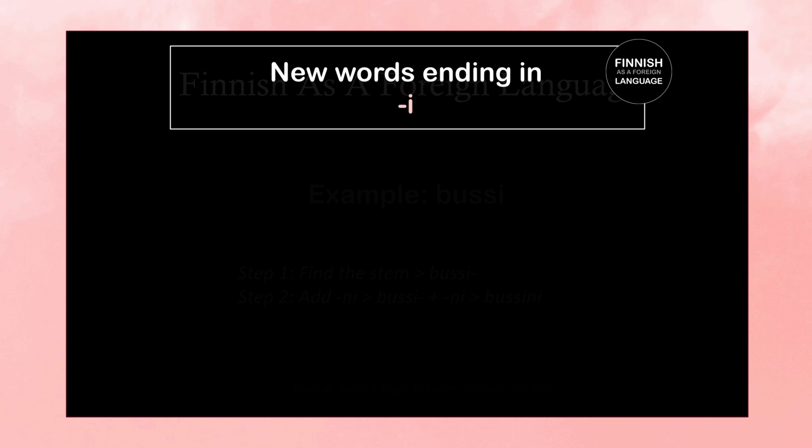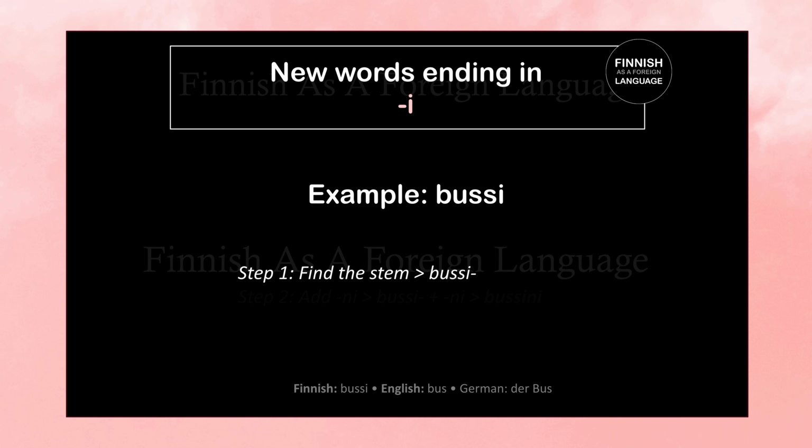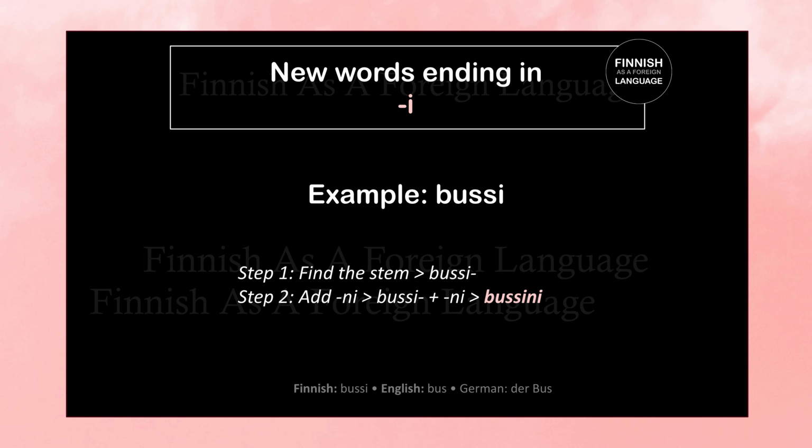Rule number 3, new words ending in I. For example, bussi, which means bus. Also here in the first step we have to find the stem, which is bussi. Then in the second step we add again ni to the stem, which means we have bussi plus ni is bussini, which means my bus.